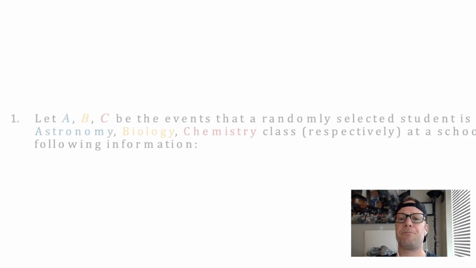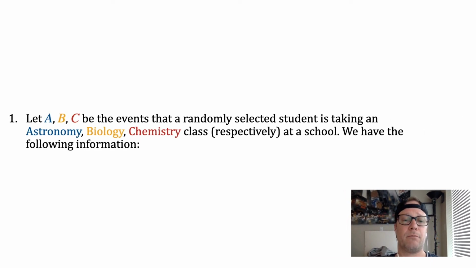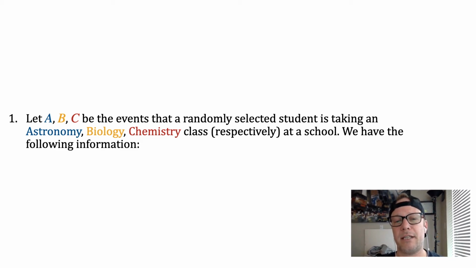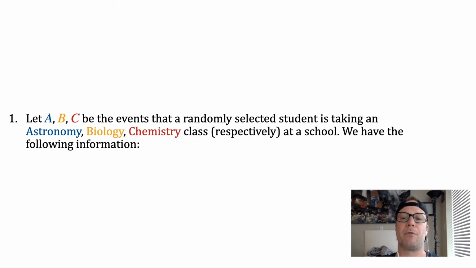Let's jump in. So it says, question 1, let A, B, C be the events that a randomly selected student is taking astronomy, biology, chemistry class, respectively. The respectively, if that's confusing to you, it just means, like I've color-coded it, A is for astronomy, B is for biology, C is for chemistry, and we're given, obviously, some information and a question. So let's take a look at that.